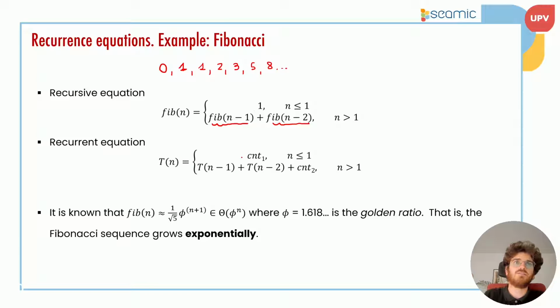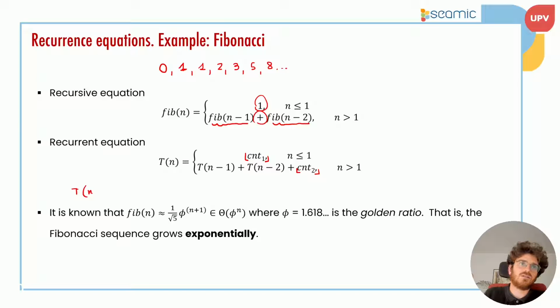The recurrence equation would be very similar, but we're going to have a couple constants here, constant 1 and constant 2. This is because in each case we need to return a value and add up a result. Both take approximately an amount of constant time. We don't know exactly how much, but that's all right. And we could start substituting here.